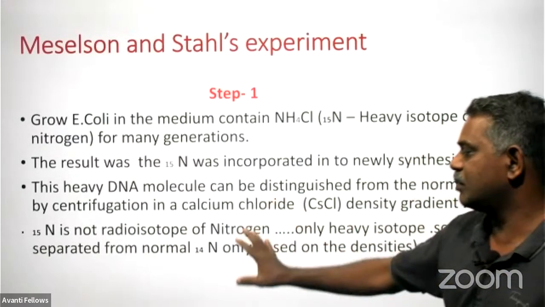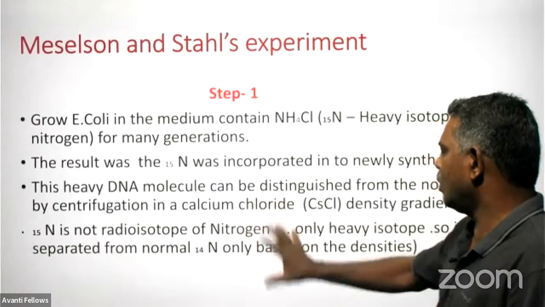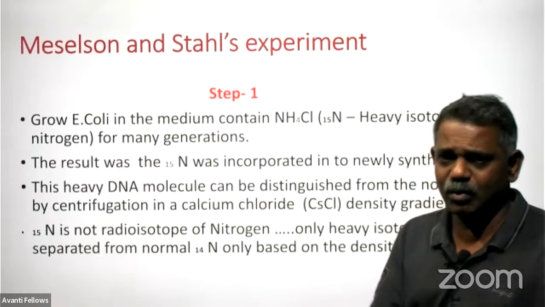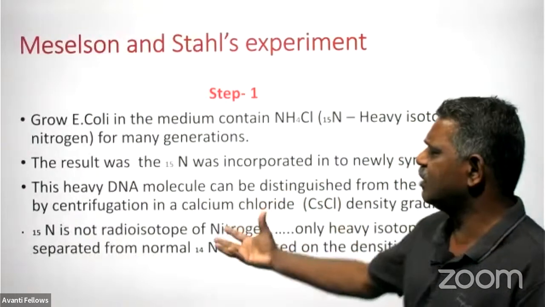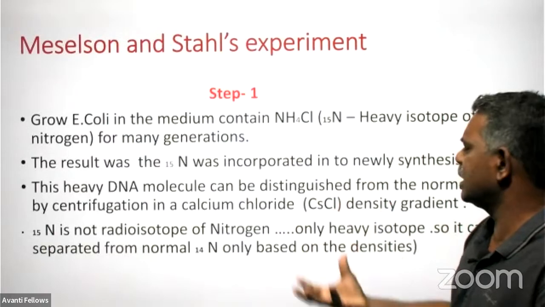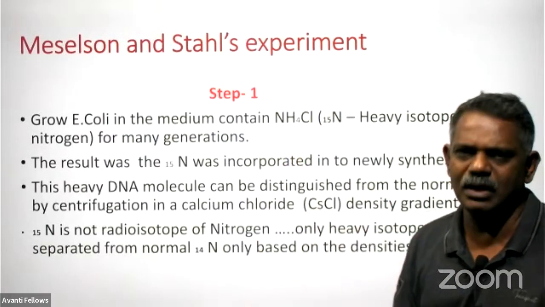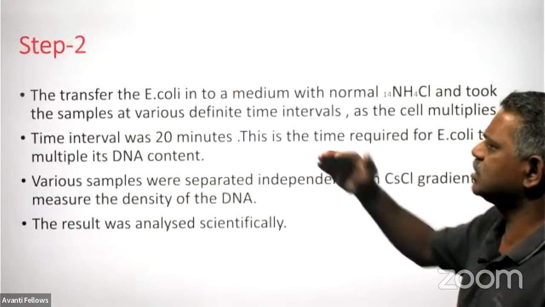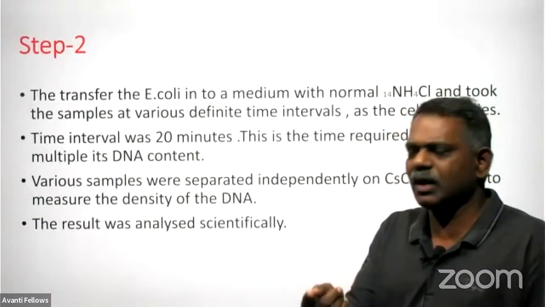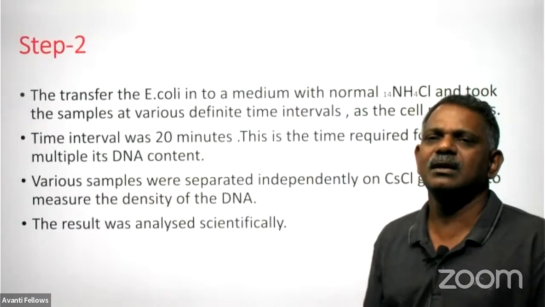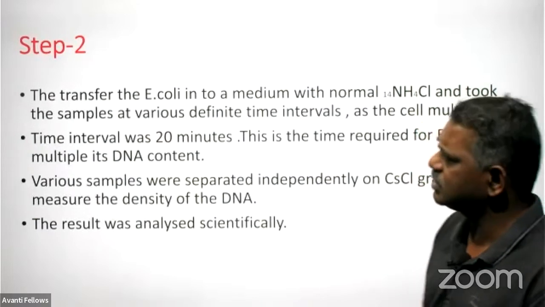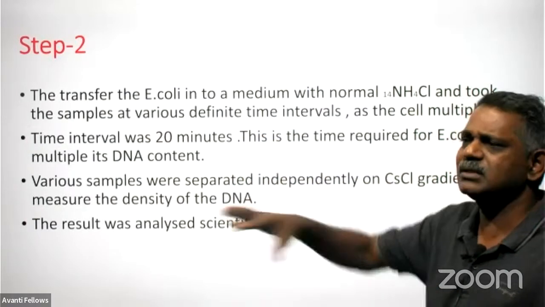So it can be separated from normal N14 only based on its density. N15 has more density, it is denser than N14. So in this CsCl density gradient centrifugation, it settles down so quickly. This is the way to separate N15 from N14. These two kinds of DNA can be separated. DNA having N15 settles so quickly in this cesium chloride centrifugation method, whereas N14 takes time because it is lighter.